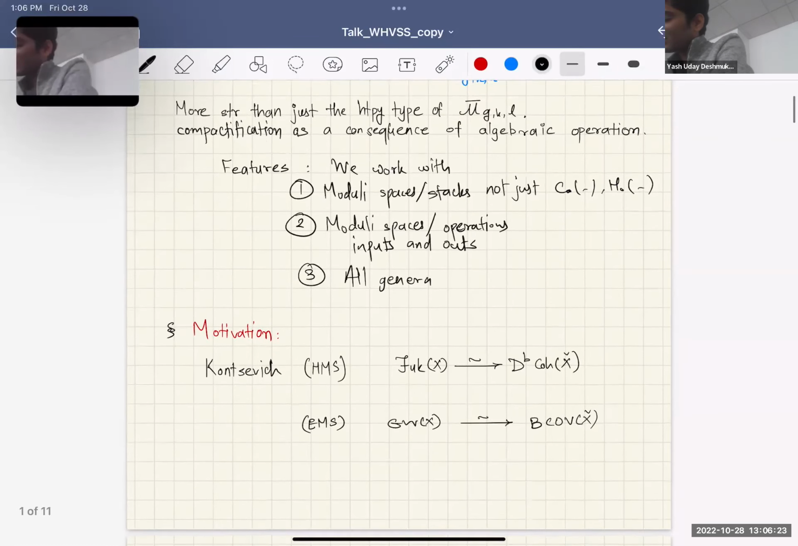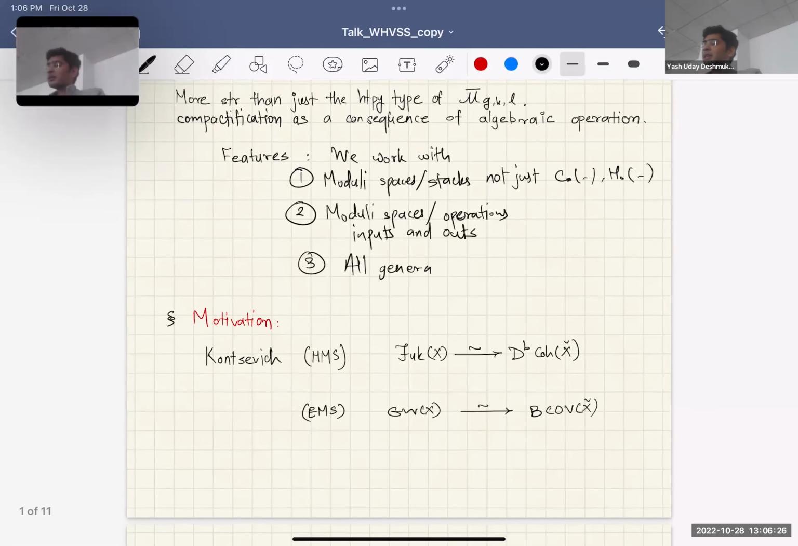by motivating why we care about these problems, about giving a description of this compactification as some algebraic operation. The motivation comes from mirror symmetry. Kontsevich has this well-known homological mirror symmetry conjecture, which states that if you have mirror pairs of Calabi-Yau manifolds, then the Fukaya category of the first one is equivalent to the derived category of coherent sheaves on the second one. If you want to be completely precise, you should probably say some sort of idempotent completion of twisted complexes, but let's not worry about it.